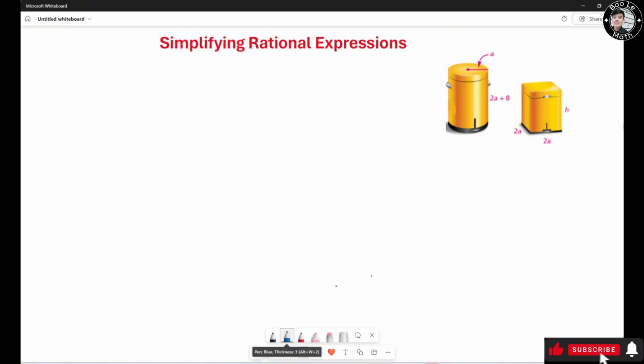Now let's move on to the next example. So we have two shapes right here. The first one is the cylinder, and the second one is the square prism. Alright, both have the same volume. Now, question: what is the height of the square prism?